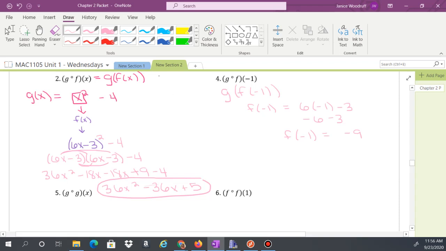Okay, then I want g of f of negative 1. So g of that is doing g of negative 9, because f of negative 1 is negative 9. So then g is x squared minus 4. So negative 9 squared minus 4. That would give me 81 minus 4, 77.